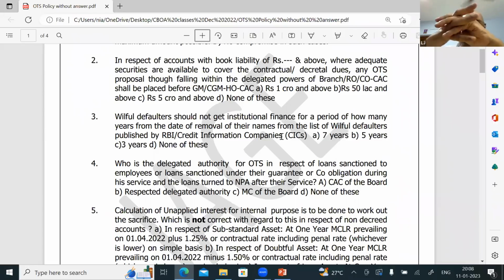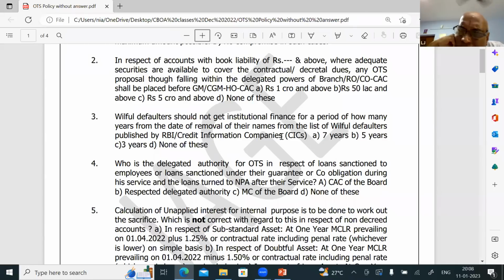So he is called a non-cooperative borrower, provided the liability in the account is 50 million and above Indian rupees. 50 million means 5 crores and above. 1 million is equal to 10 lakhs. So these type of people are called non-cooperative borrowers if the liability is 5 crores and above, 50 million and above.